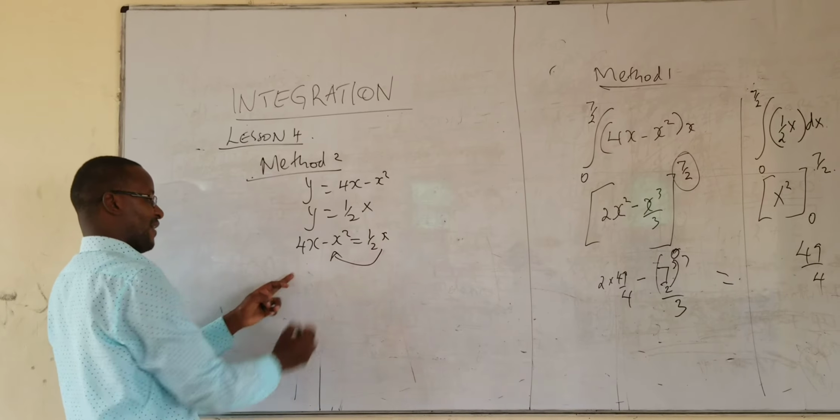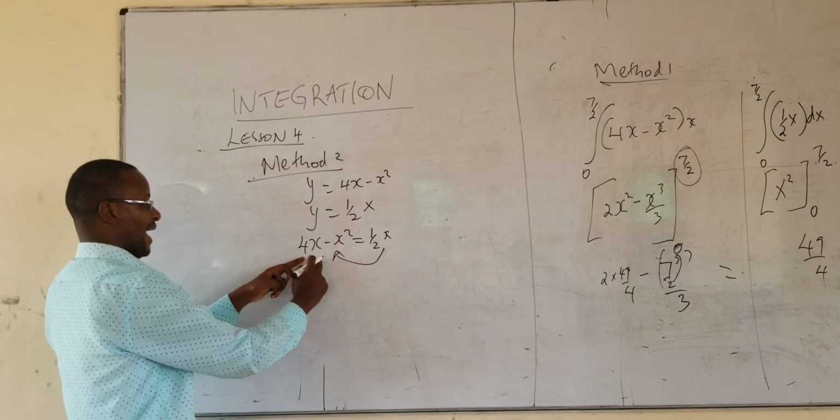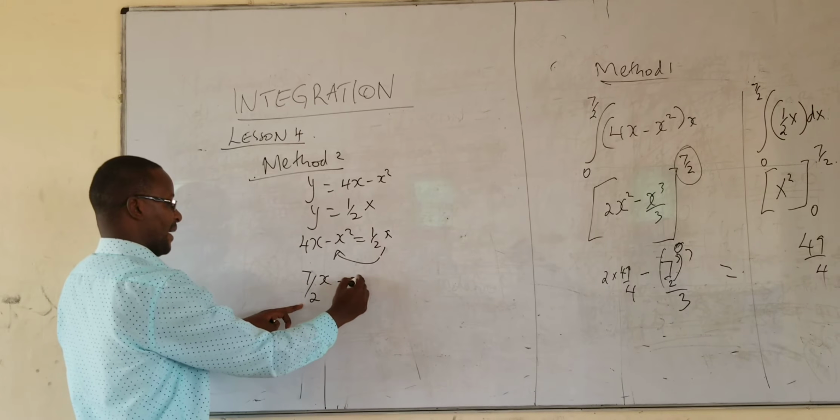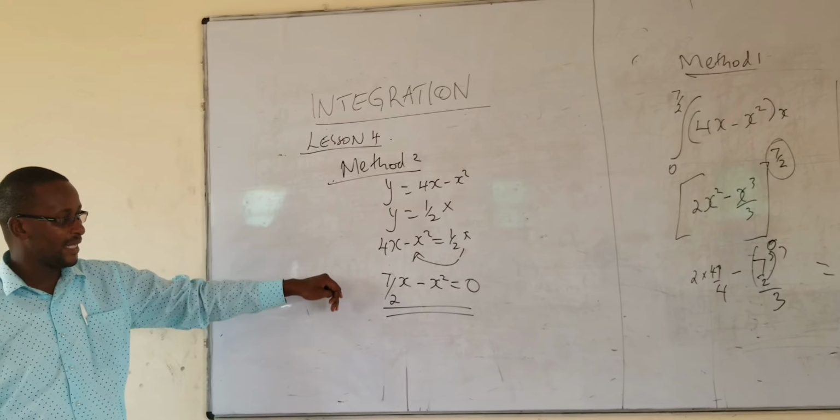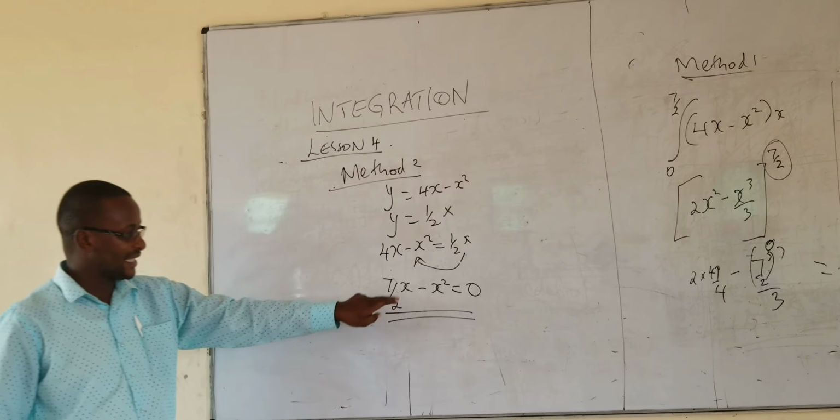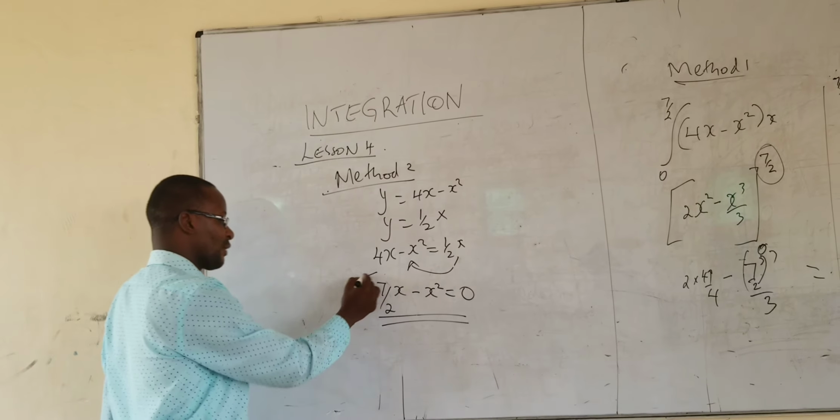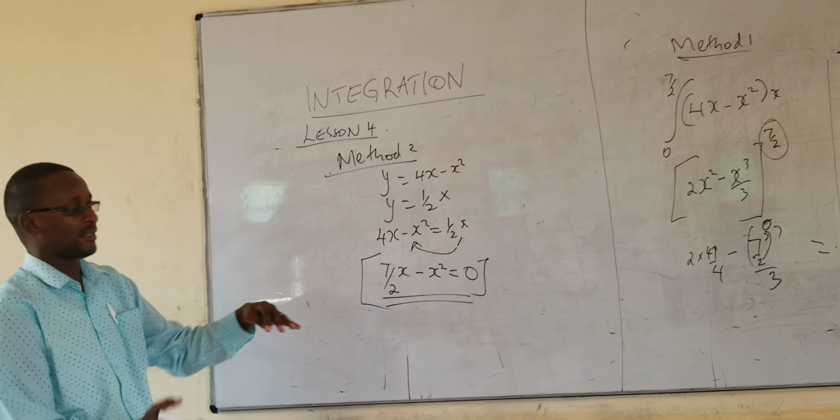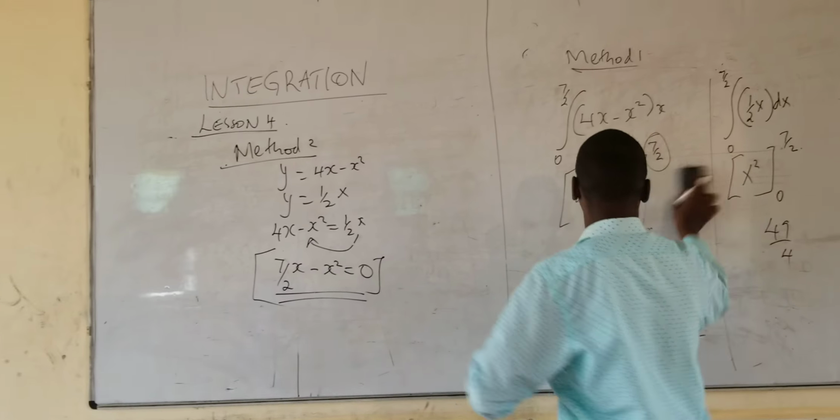We brought this a half x to this side. We got 4x minus a half x, you get 7 over 2x, that's 3.5, minus x squared is equal to 0. This equation that we get after we have substituted, we can use it to integrate. It is the space which is in between those two lines. This equation gives us the space in between the two curves, or between the curve and the line. And we integrate it directly.